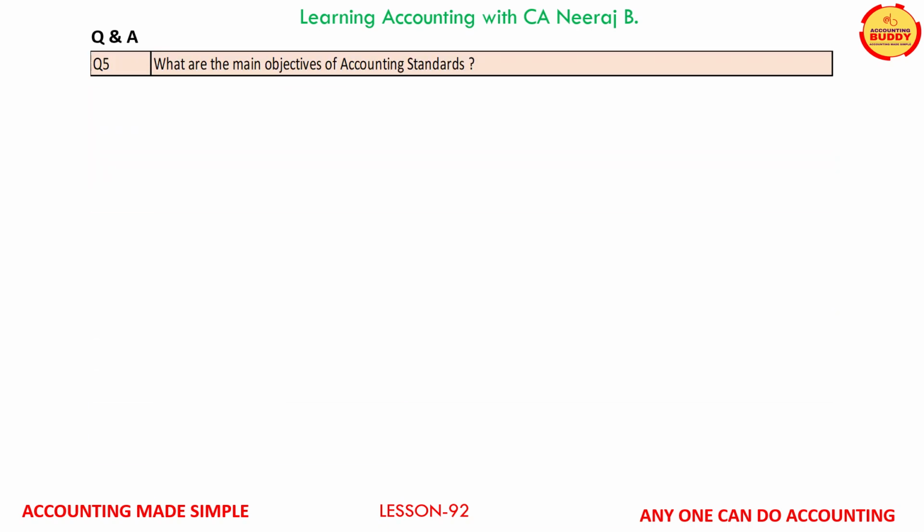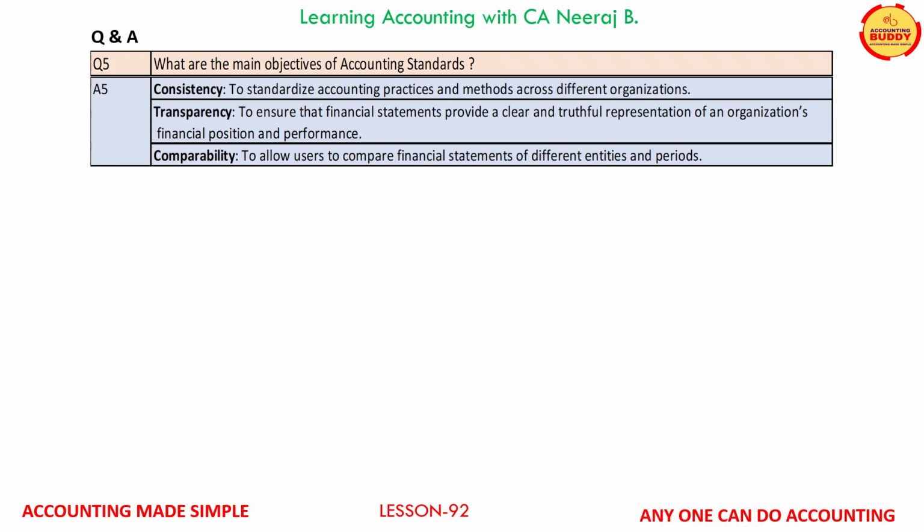Question number 5 on your screens is, what are the main objectives of accounting standards? The answer is, first objective is consistency, to standardize the accounting practices and methods across different organizations. Objective number 2, transparency, to ensure the financial statements provide a clear and truthful representation of a company's financial position and performance. Number 3, comparability, to allow the user to compare the financial statements of different entities and periods.